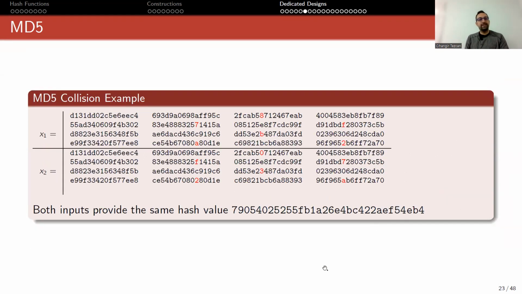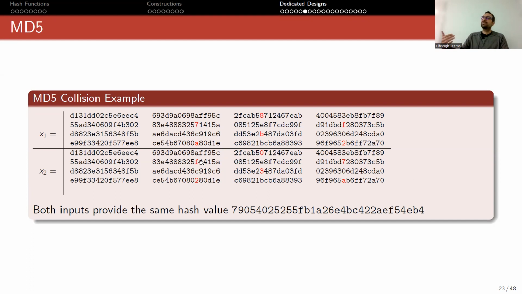So here's an example for an MD5 collision. X1 is a message, single block, 512 bits. X2 is another message, again, one block, 512 bits. They are almost identical. Identical parts are shown in black, but the differences are shown in red. For instance, this is 7, this is F. Think about it as bits. So this is 0, 1, 1, 1. This is all 1, 1, 1, 1, right? So you are actually flipping the leftmost bit here.